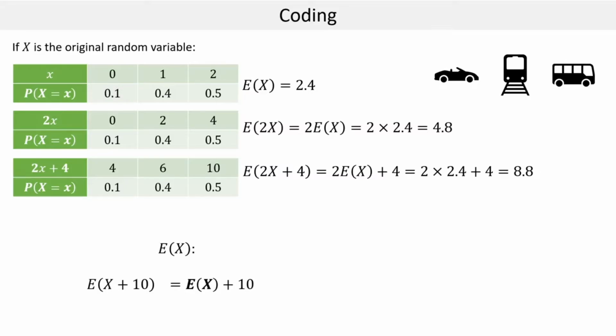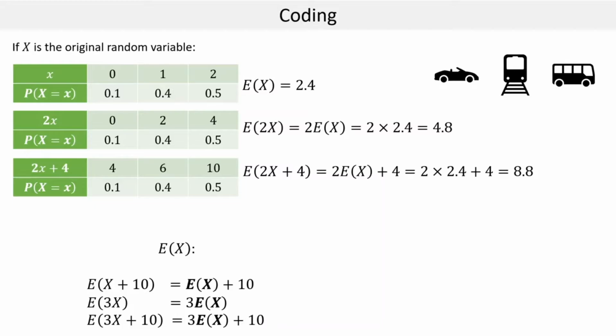So, the expectation of x plus 10. This means we added on 10 to all of the original values, and we want to know the expectation of that new distribution. That will be the same as finding the expectation of the original distribution and adding on 10 to that answer. Expectation of 3x. This would mean all the original values have been tripled. They've been multiplied by 3. We could find that by multiplying the original expectation of x by 3.